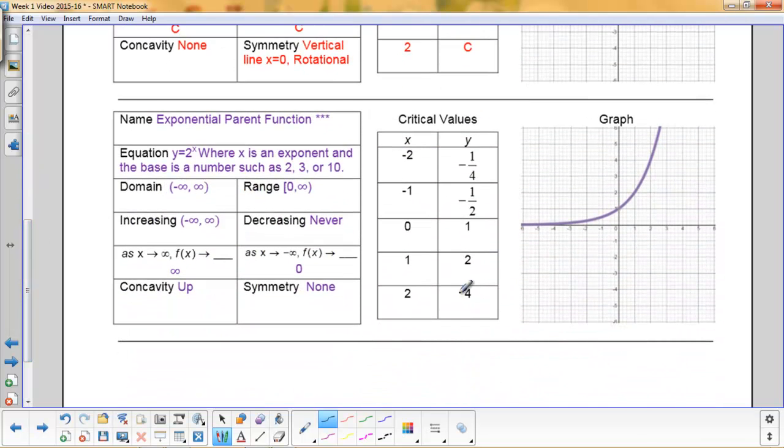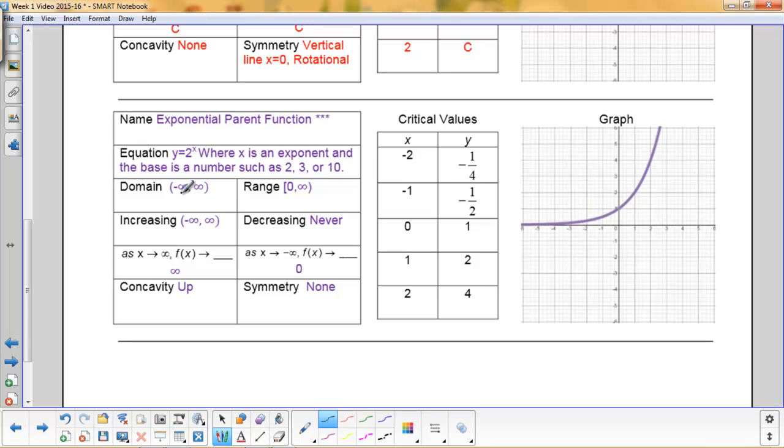Exponential parent function. We're going to study this more towards the end of the school year. This is a very good one when it comes to any sorts of compound interest or growth or decay. Notice we have an equation here, y equals 2 to the x power, where x is the exponent. And you're going to see base numbers for your parent as either 2, 3, or 10. They can be any of those. Notice they're all parent functions.